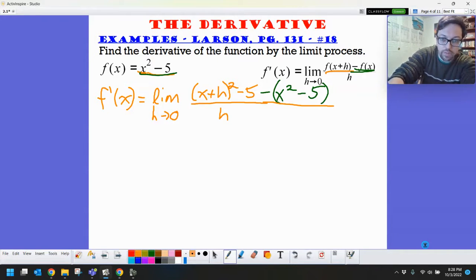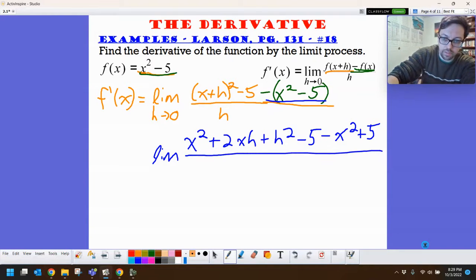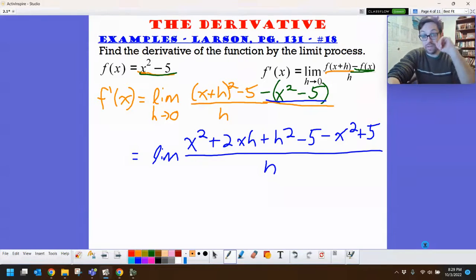I'm going to square that x plus h. So that's x squared plus 2xh plus h squared, and then this bit becomes a minus x squared plus 5. This is still the limit. This is still all over h. And it is still equal to f prime of x.